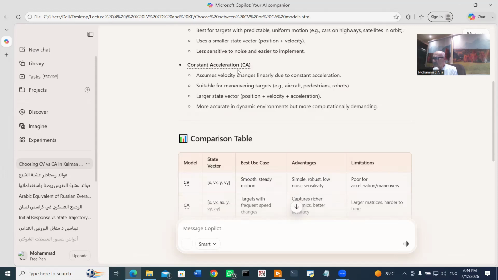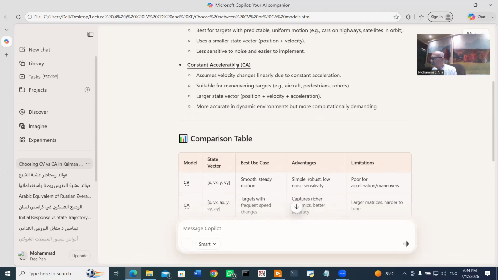The constant acceleration model assumes velocity changes linearly. The changes are linear due to constant acceleration. We have a constant acceleration, so the velocity changes linearly. It is suitable for maneuvering targets which make maneuvers, such as aircraft or robots or other similar objects.